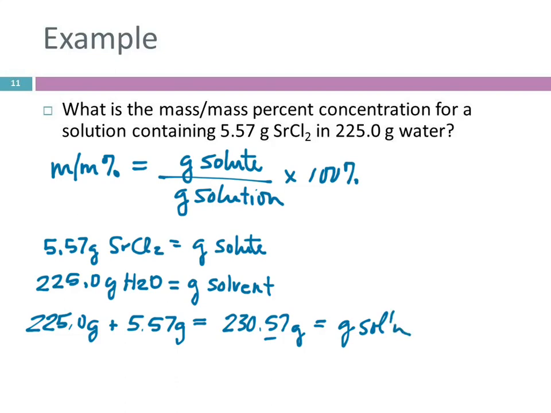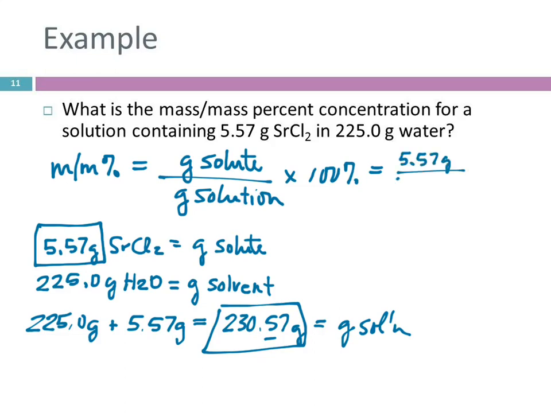So now we see that we need this number and this one. And so we can plug those in up here. 5.57 grams divided by 230.57 grams times 100%.